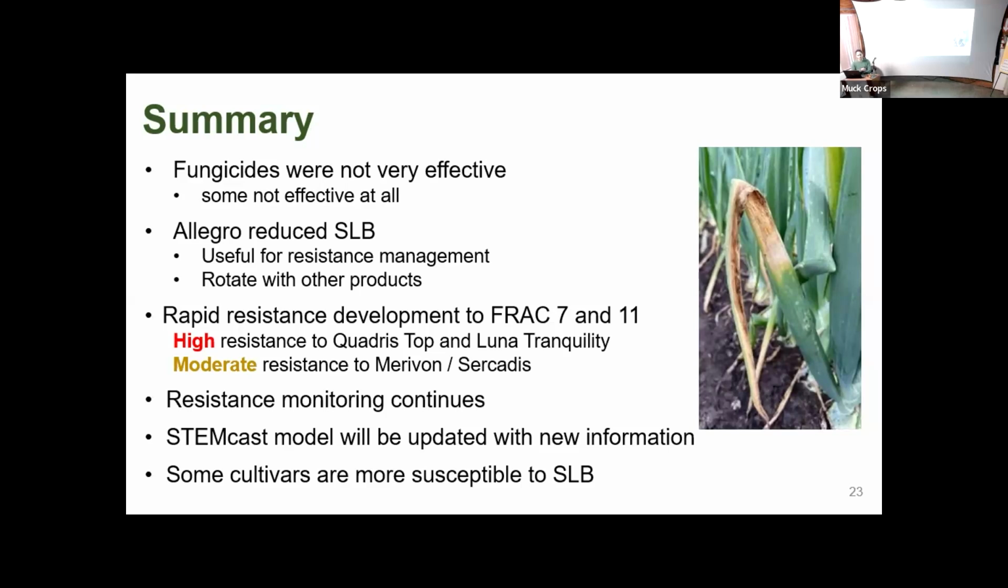Then looking at disease forecasting, we're hoping to update our StemCast model, and hopefully this will be a little bit more accurate so we can try to reduce fungicide applications and reduce the risk of resistance developing. And we also saw that some cultivars are more susceptible to Stemphylium than others.